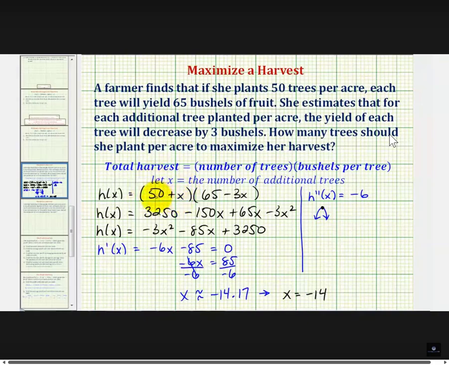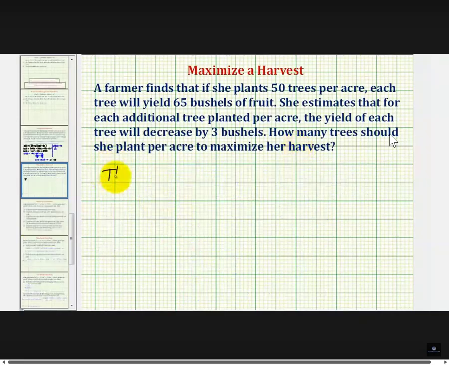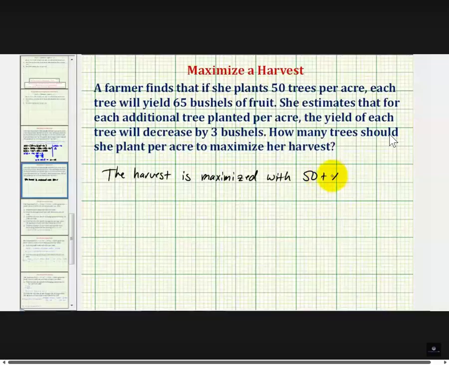So 50 trees is too many to maximize the harvest. So the harvest is maximized with 50 plus x trees, which is 50 plus negative 14, or 36 trees.